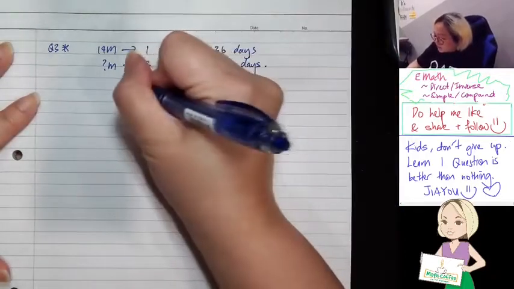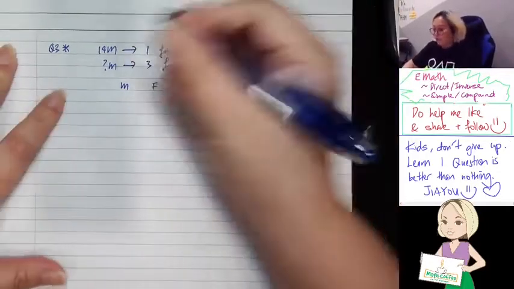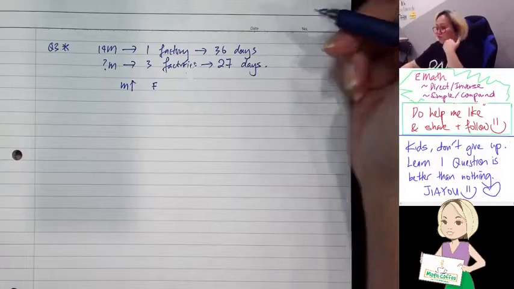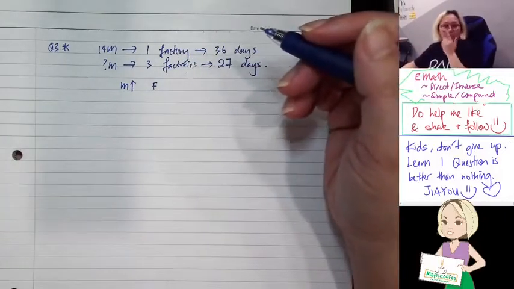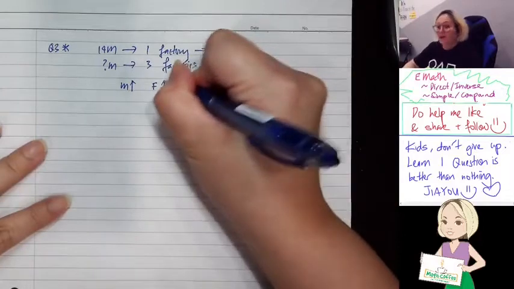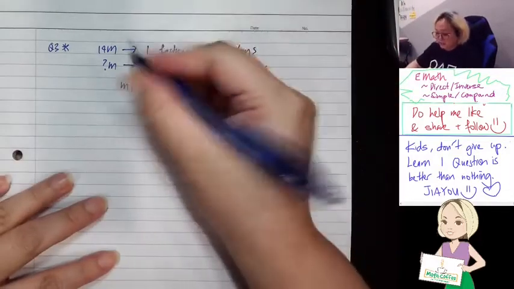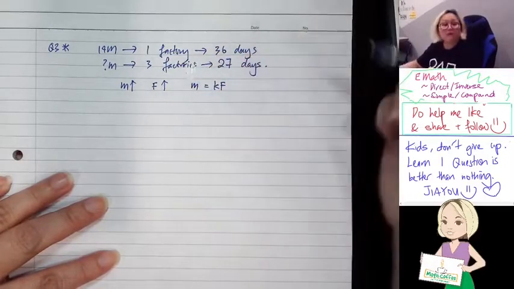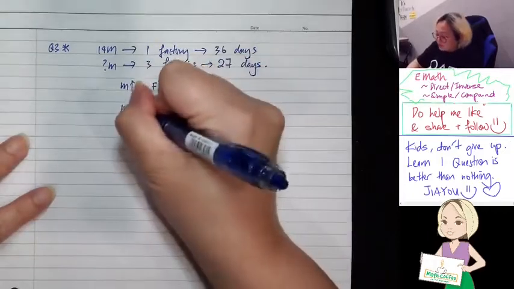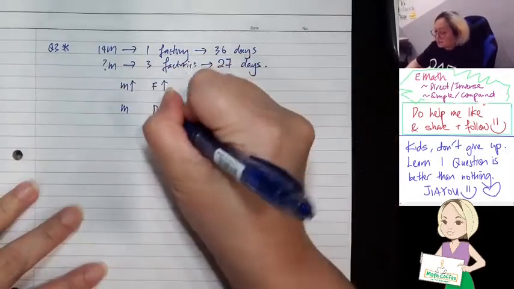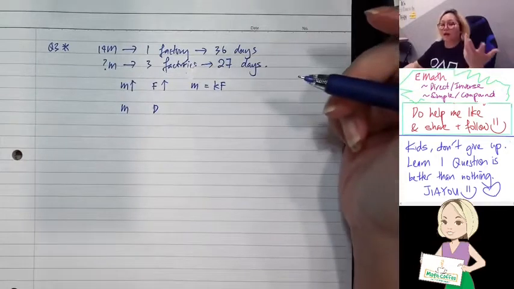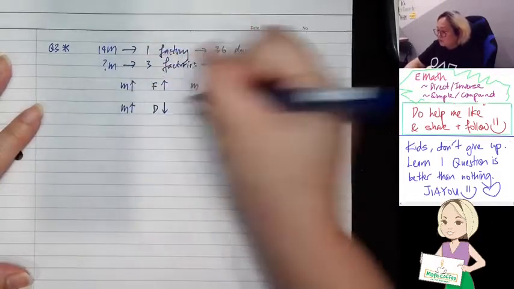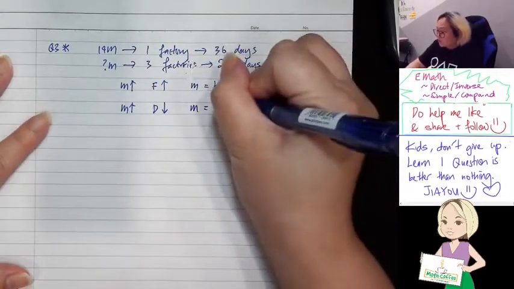So first ask yourself, men and factory first. When you have more men, do you paint more factory or do you paint less factory? Of course, when you have more men, you are able to paint more factory. So that means they are in direct proportion, so M equals KF. Now you ask yourself, men and days. Just now we already know that the more men I have, the less days it takes to paint the factory. So M equals K over D.